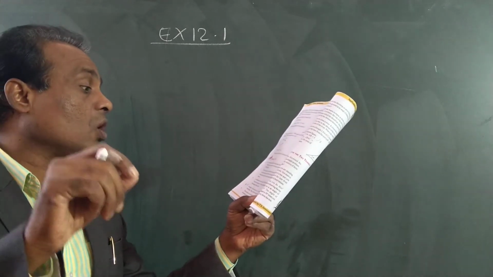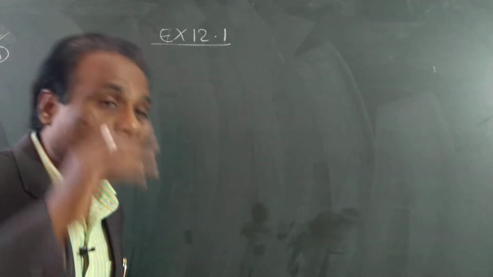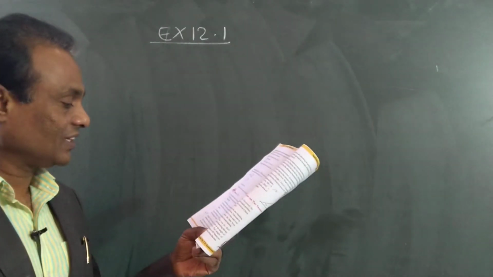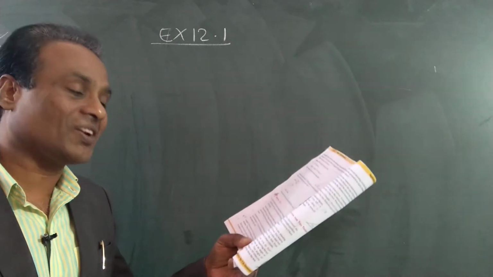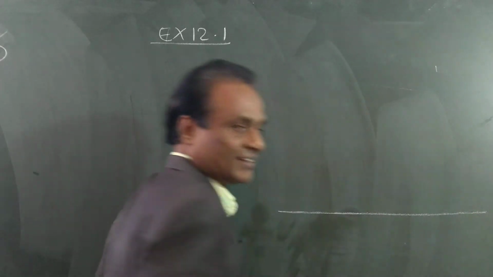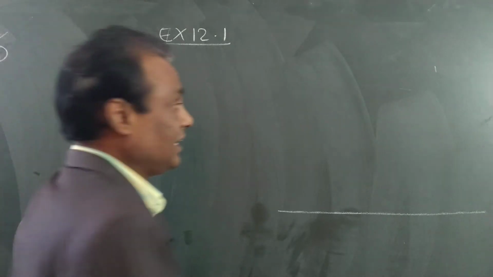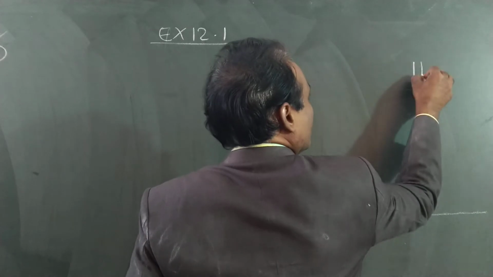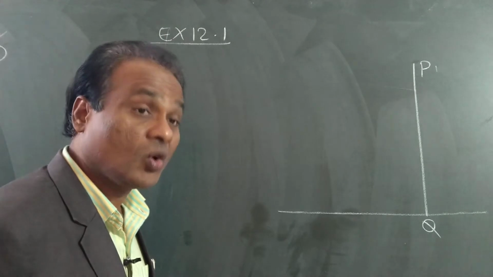Length of the shadow of a 12-meter high pole. There is a pole of height 15 meters. So the length of the shadow of the 15 meters high pole is 15 root 3. See here. This is the ground. There is a pole. PQ is the pole.